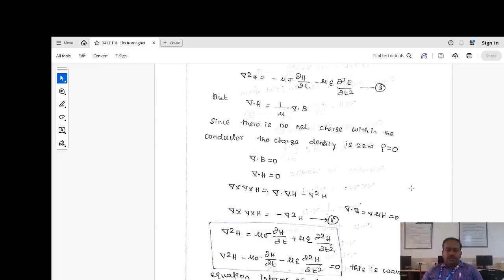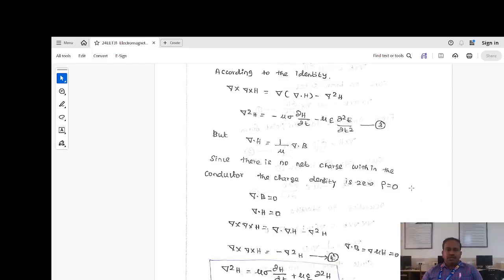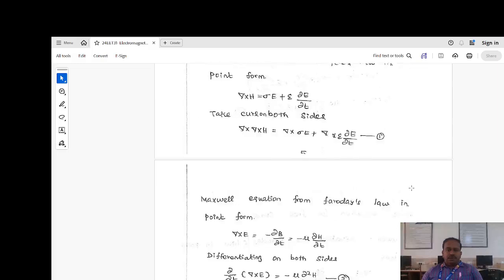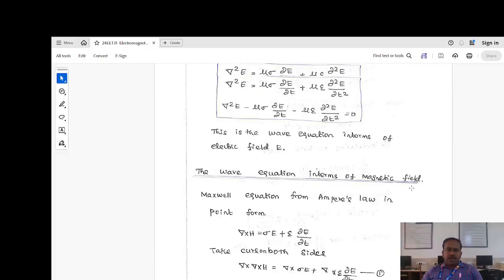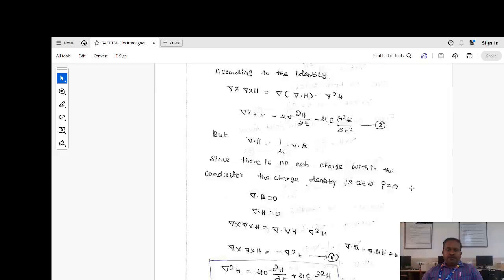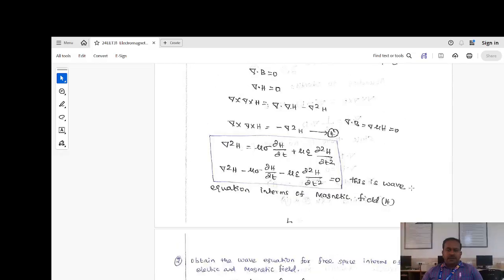Therefore, we have discussed the general wave equation for electric field and the general wave equation for magnetic field in the electromagnetic wave equation. Once again, the general wave equation for electric field is del squared E minus mu sigma dou E by dou T minus mu epsilon dou squared E by dou T squared equal to 0. In the same way, for magnetic field, del squared H minus mu sigma dou H by dou T minus mu epsilon dou squared H by dou T squared equal to 0. So this is the general wave equation for magnetic field. Thank you.